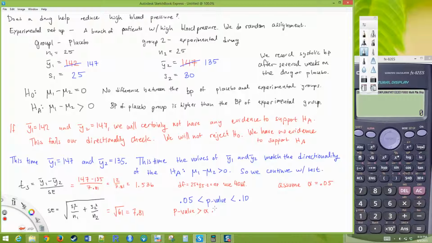So our conclusion is, do we reject or do not reject? We do not reject, and we do not reject which hypotheses? Yeah, we do not reject the null hypothesis. Okay, and what does that mean with respect to the blood pressure medication?